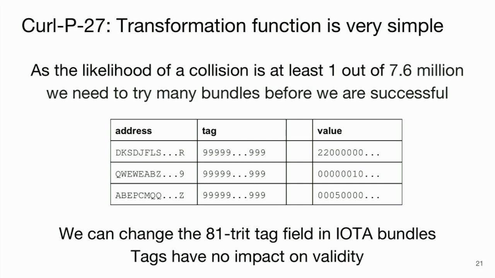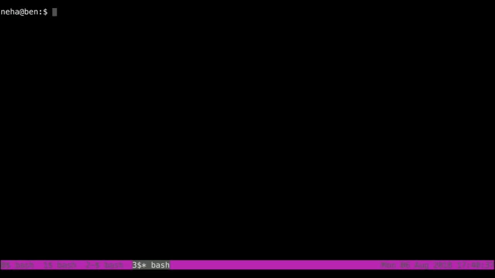It has no impact on validity. It really does nothing. A lot of people in IOTA will put little messages in the tag field and send them around to each other. So you can totally change the tag field, and it'll have no impact whatsoever. To perform this attack enough times to have a high probability of collision, we just change the tag field and try again. My colleague Neha will show a demo of this.